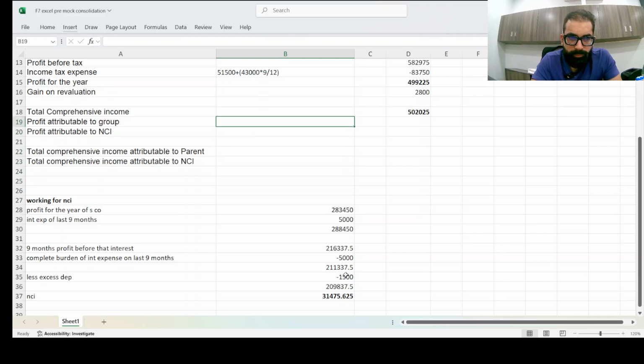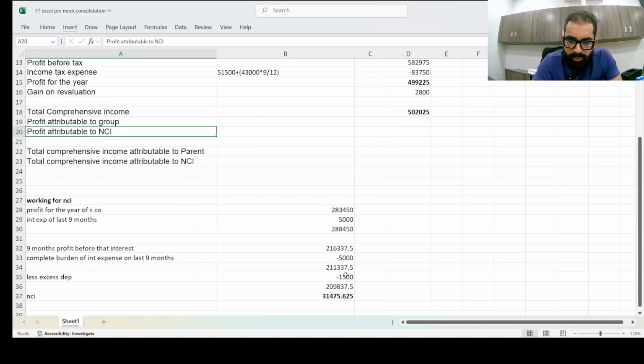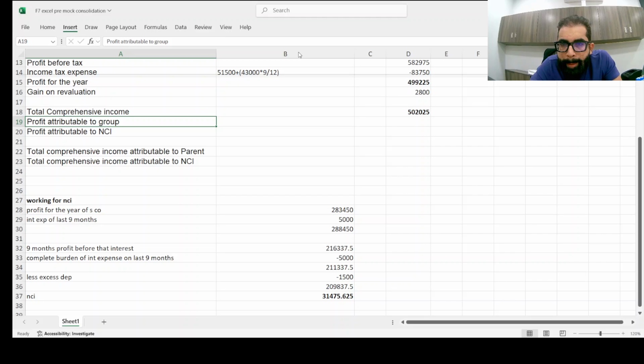Now, see, can you tell me what is the profit? Wait. Wait. Okay. Insert, where is the row? Okay, leave it. It will be a little bit congested, but it's okay.